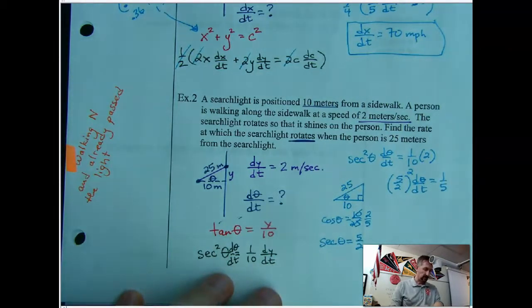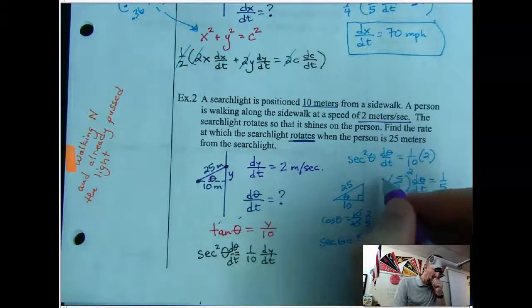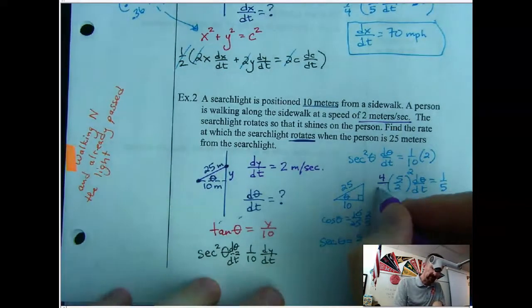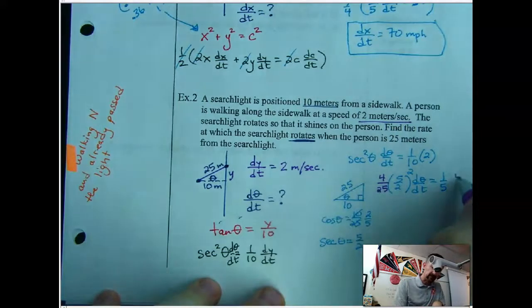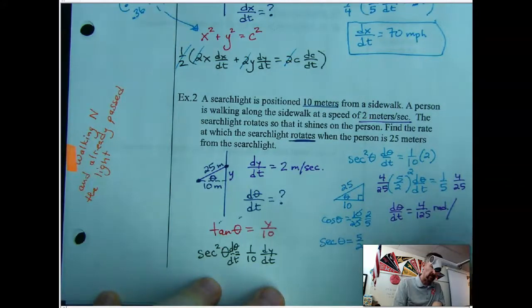Okay. And so that's 25 over 4. Excuse me. So if we multiply by the reciprocal, we find out that dθ/dt equals 4 over 125 radians per second.